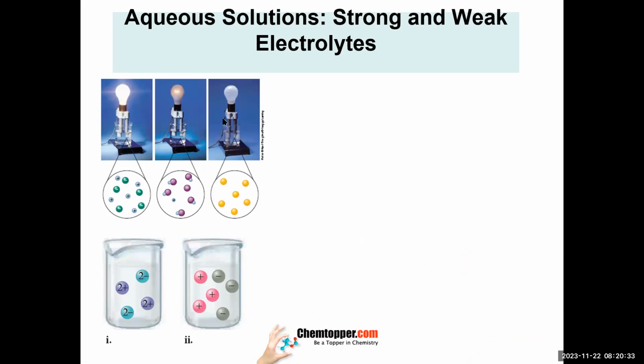First of all, electrolytes are ionic compounds. If you have a covalent molecule, then it's not an electrolyte, it's a non-electrolyte. Like C6H12O6, glucose, it's a non-electrolyte. So ionic compounds are electrolytes.